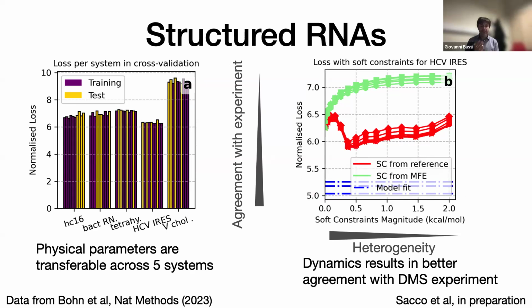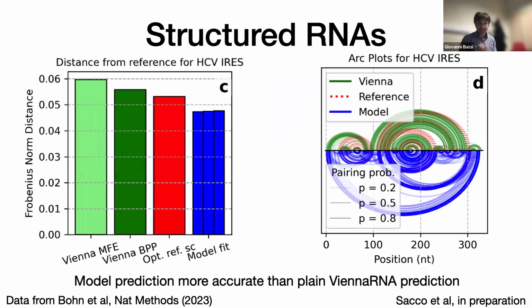Okay, how do these optimized ensembles look like? So again, we started from the Vienna ensemble, and then we modified it to maximize the agreement with the DMS experiment. So we didn't use the reference structure information in this, but we can still compare our base pairing probability matrix to the contact matrix that we have in the known structure.